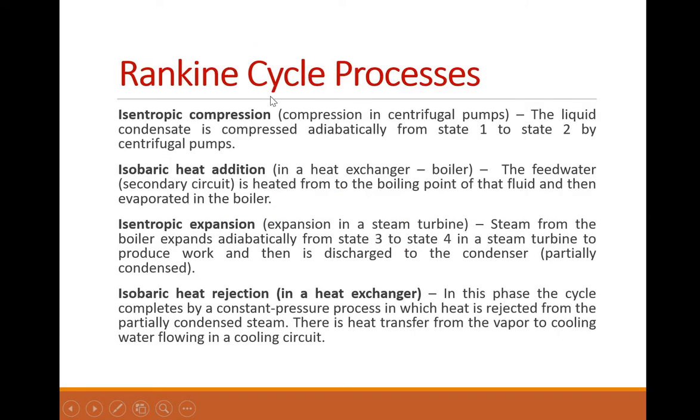So basically a Rankine cycle follows four processes. The first one is isentropic compression. Isentropic compression means when you are allowing the water to flow from the pump to the boiler, we are increasing the pressure, but we are making sure that the entropy remains constant when we are moving from state 1 of the pump to the boiler. So that is an isentropic compression.